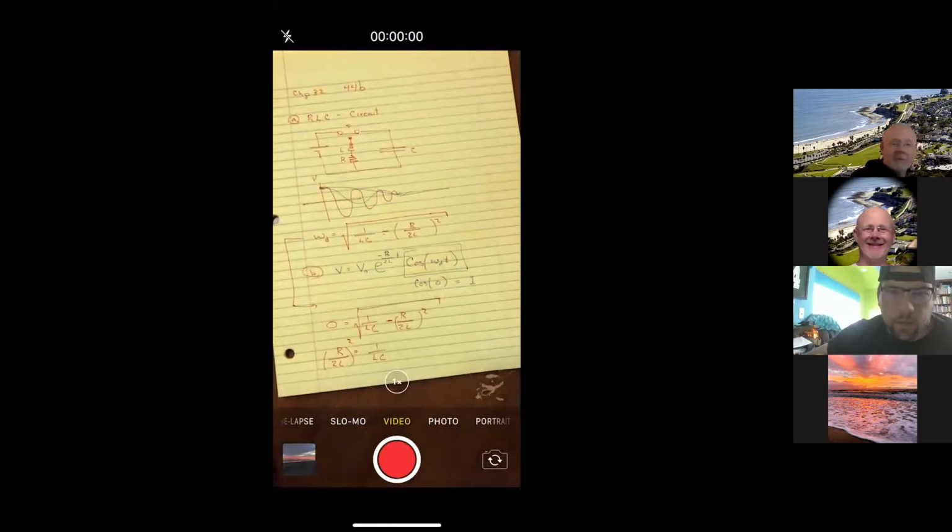Could you move your paper up slightly? It kind of has that slow-mo effect. Yeah. Awesome.